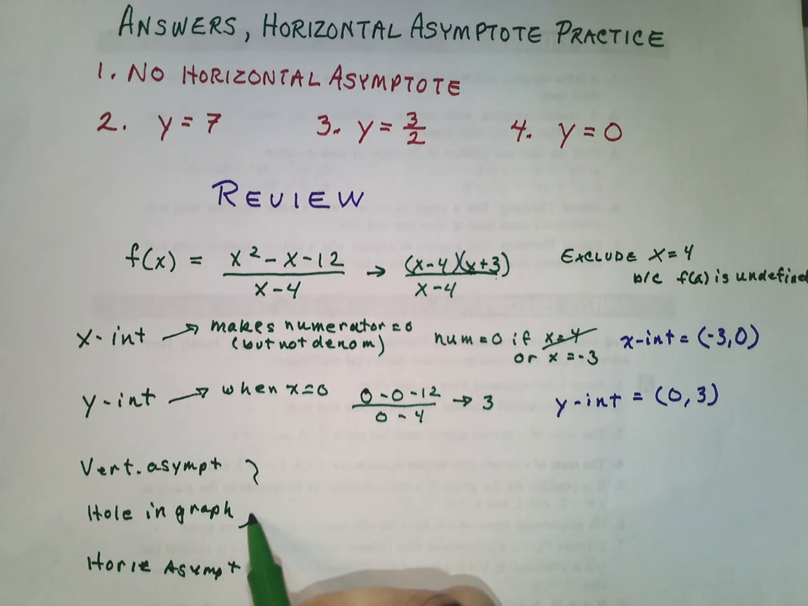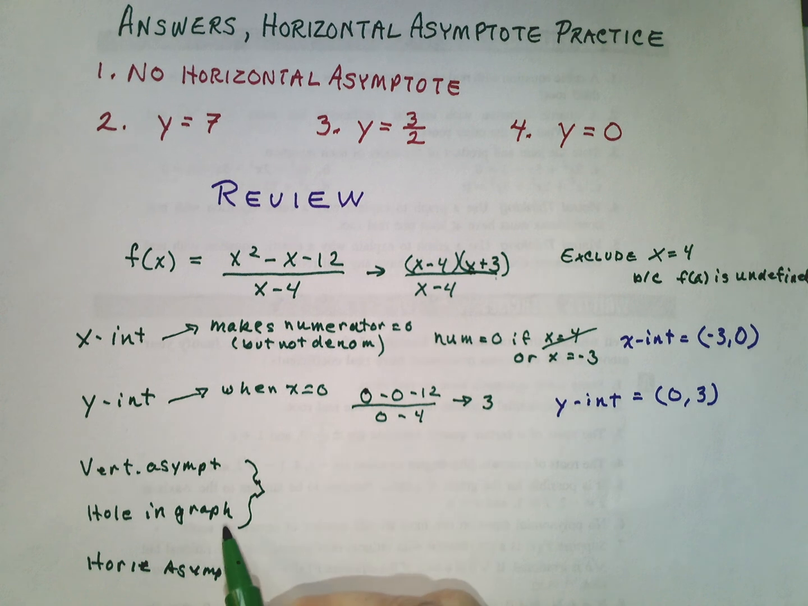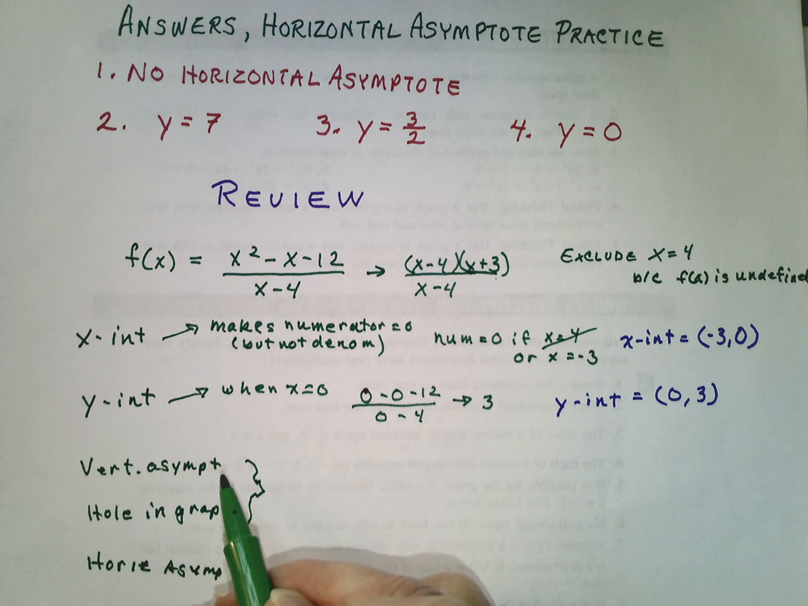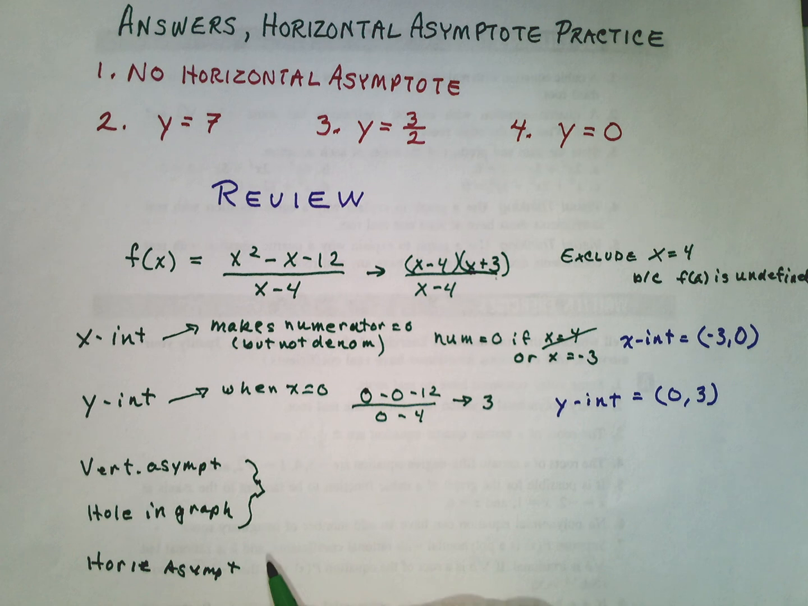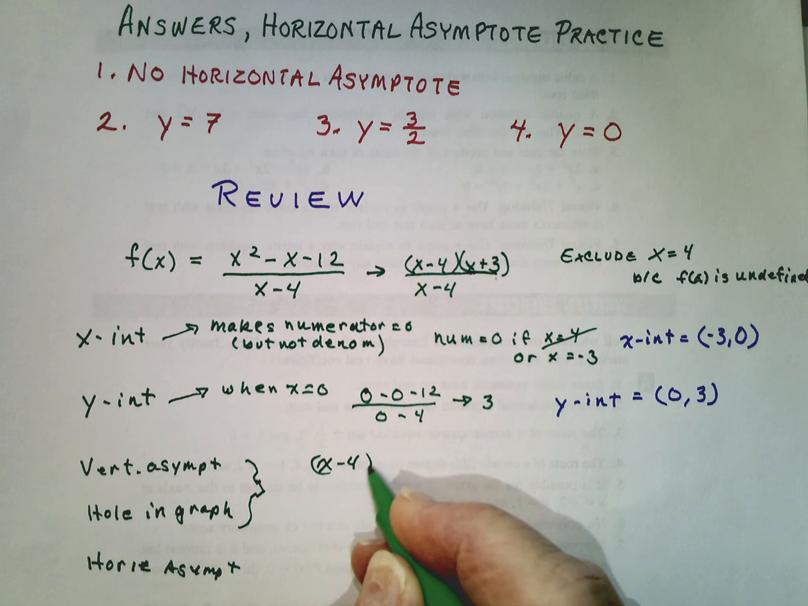Okay, vertical asymptotes, holes in the graph. We look at the denominator. If we have a factor that cancels out, it might be a hole in the graph. If we have a factor that does not cancel out, it may represent an x value that is going to make a major break in the graph, a vertical asymptote. So we have x minus 4.